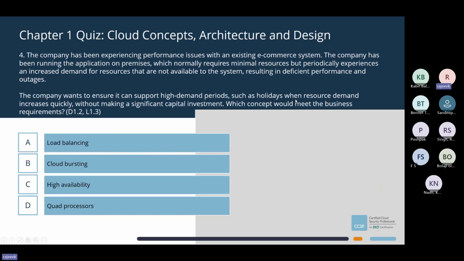Okay, next. A company has been experiencing performance issues with an existing e-commerce system. The company has been running the application on-prem, which normally requires minimum resources, but periodically experiences an increased demand for resources that are not available to the system, resulting in deficient performance and outage. The company wants to ensure it can support high demand periods such as holidays, when resource demand increases quickly, without making a significant capital investment.